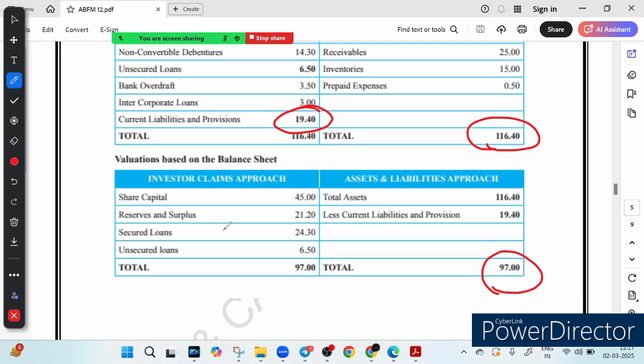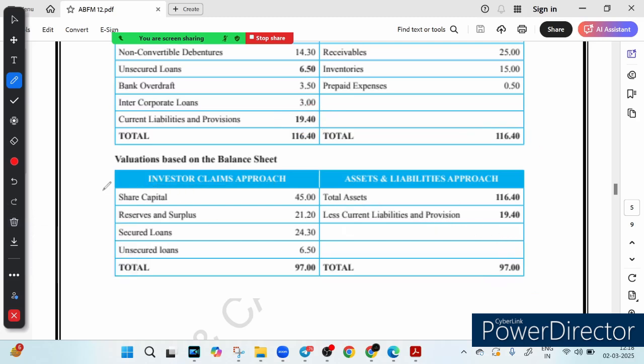So both ways you can calculate it. Either you do the investor claim approach, right? Both methods arrive at 97 crore, proving that valuation techniques are interconnected. Investor and creditor focus on different aspects, but the core value remains the same, right? So subtract assets and liability, total asset minus current liability and provision. This you are not to consider. This is what gives you the valuation of a project.